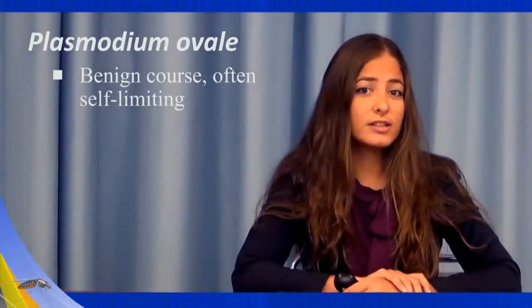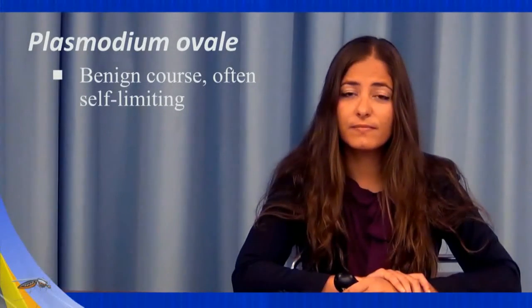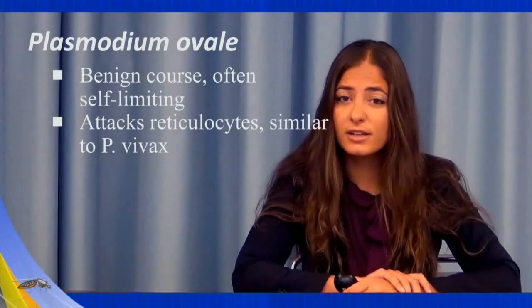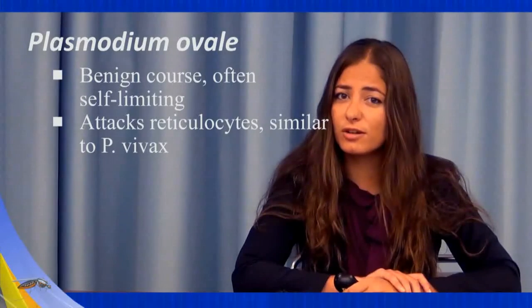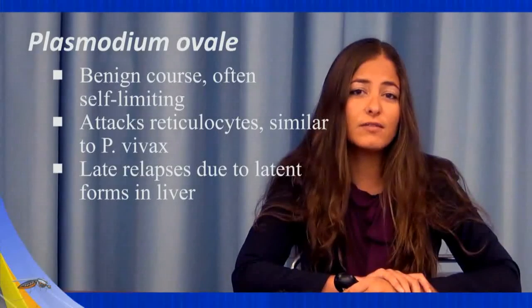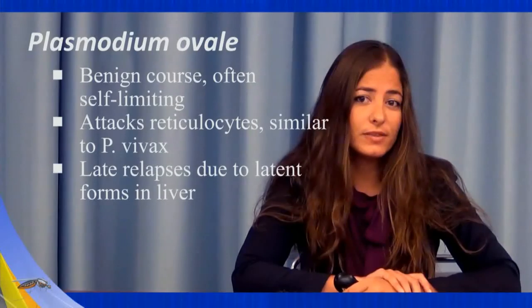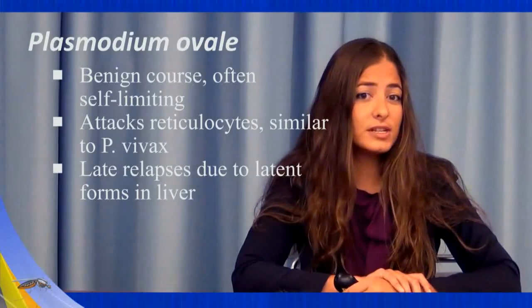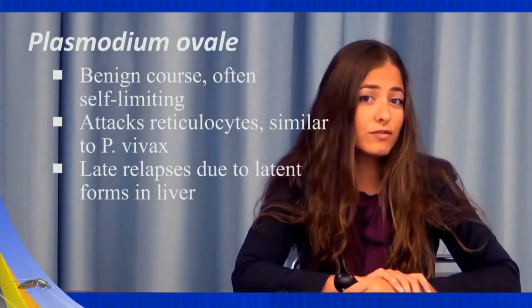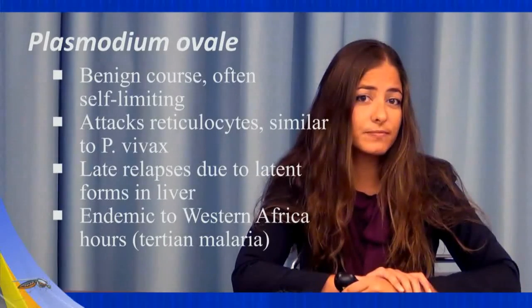Plasmodium ovale malaria is also a relatively benign disease, similar to P. vivax. This Plasmodium species also prefers reticulocytes, so only about 2% of red cells are affected. It is also tertian type and can have late relapses due to dormant stages in the liver. Duration of the natural course of disease is about 2 years, though late relapses can occur in 3 to 4 years. It is highly endemic to Western Africa.